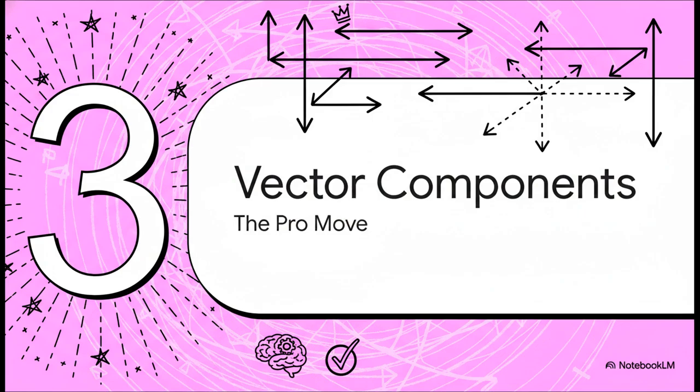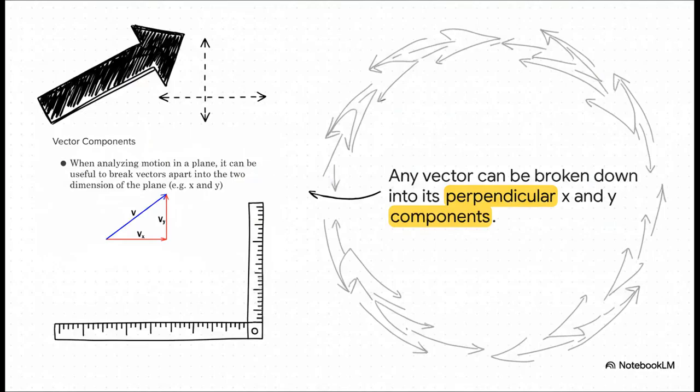All right, we've got the basics down pat. Time for the pro move, working with vector components. I'm telling you, this technique is the key to making even the most ridiculously complex vector problems simple. So here's the big idea. We can take any vector that's pointing off in some diagonal direction and break it down. We can split it into two separate, much simpler vectors. One that points purely sideways, that's its x component, and another that points purely up or down, that's its y component.